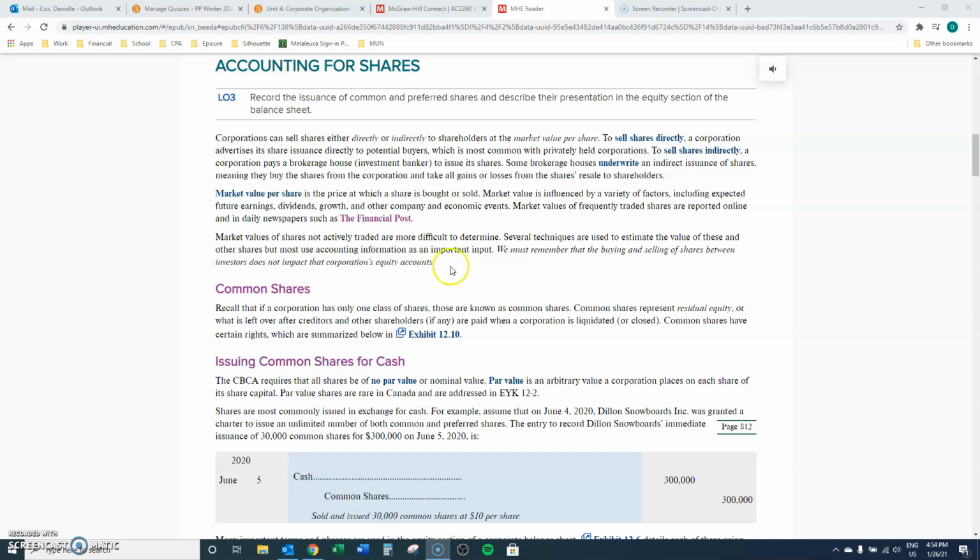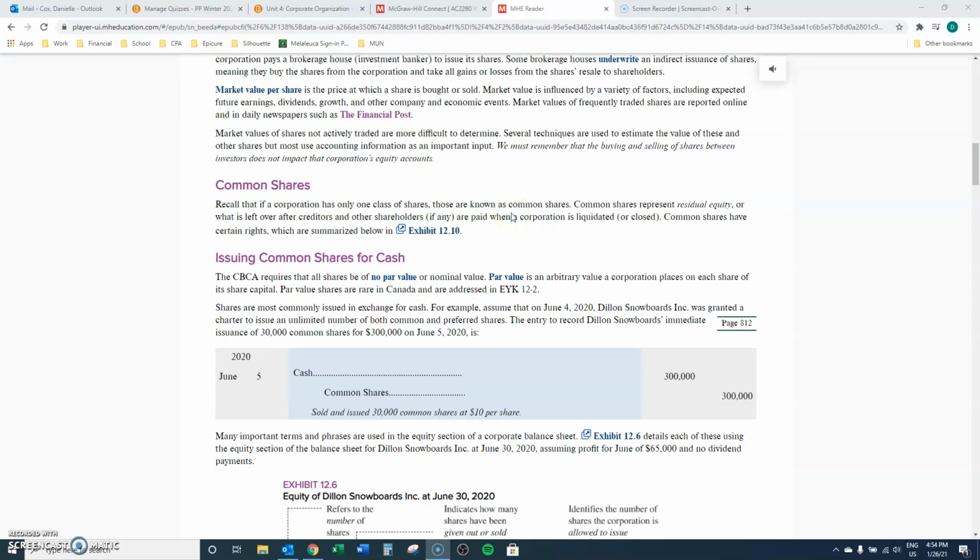Common shares. If there's only one class of shares, then those need to be common shares. Common shares represent residual equity, which means what is left over after the creditors and all the other shareholders are paid if the corporation shuts down. All of the creditors would be paid first. If there are other shareholders, such as preferred shareholders, they get paid first, and then when all that's said and done, if there's anything left, it goes to common shareholders.